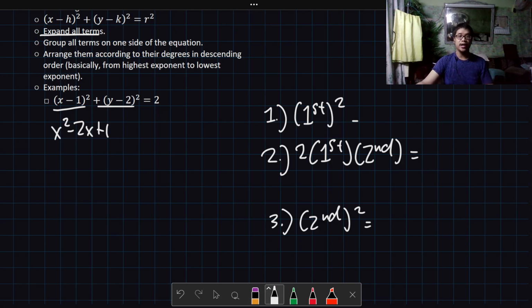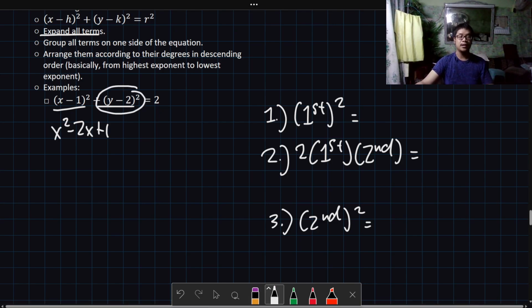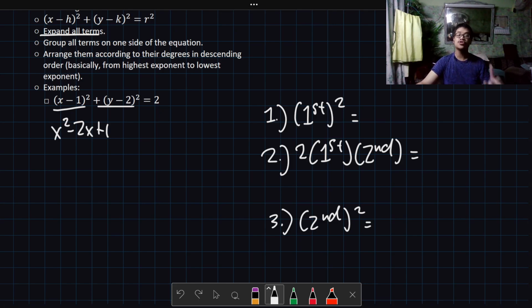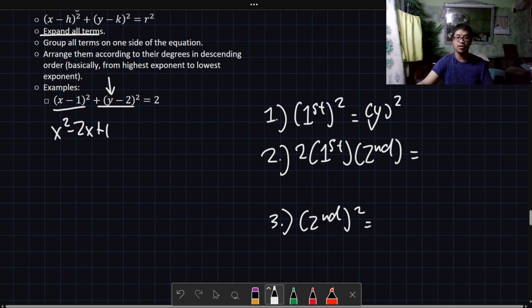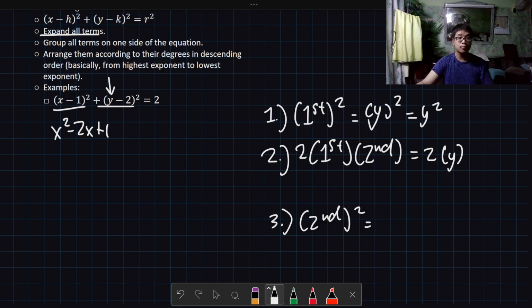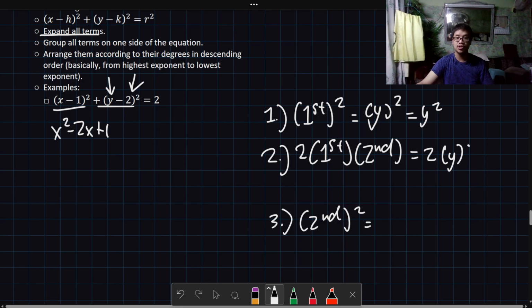So, let's proceed and expand the square of y minus 2. First step, you square the first term. The first term is always on the left side, which is the y, so you square y and the result is y squared. Next, 2 times the first term, which is y, times the second term on the right side, negative 2. So 2 times y times negative 2 will give you negative 4y.